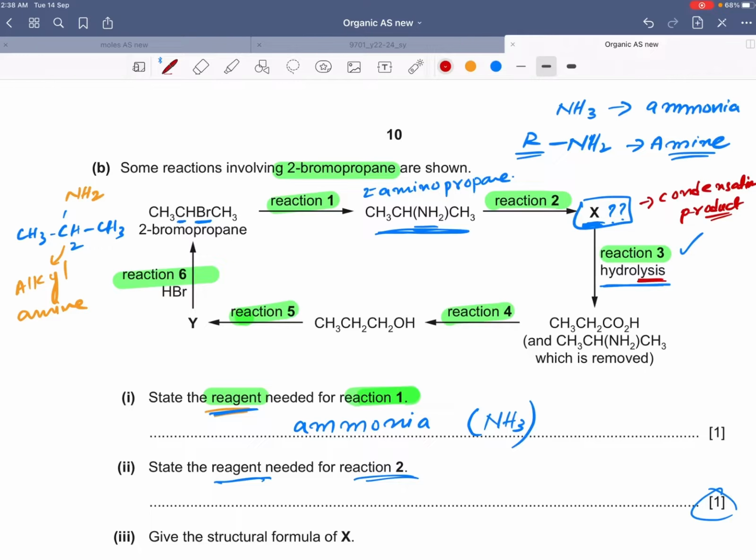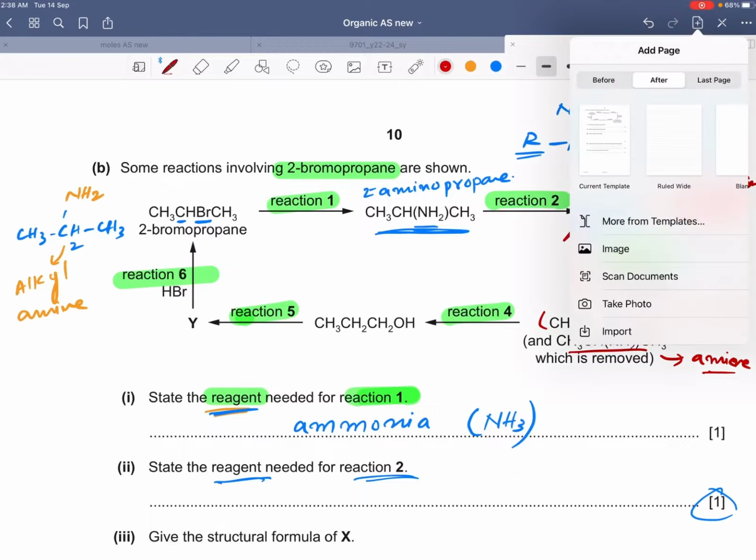Lysis means breaking. Hydro means water, so breaking by water. So after hydrolysis, we are getting carboxylic acid and amine. So that means we have some condensation product after reaction 2, which was hydrolyzed, and we get an amine. So you have to work out this reaction in reverse, right? What you have to do is combine these two compounds, propanoic acid and this amine, and we would get what X is, right?